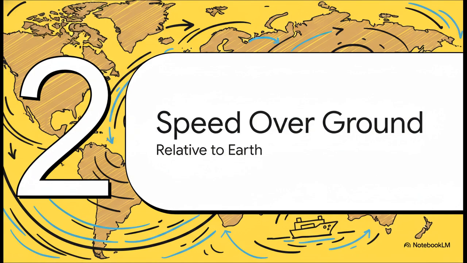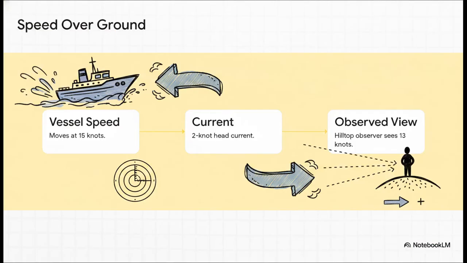Let's move to Section 2, speed over ground. We'll use a little mental experiment to make this super clear. Okay, picture this. Your vessel is powering forward, and the engine speed is set to push you through the water at exactly 15 knots. But you're facing a 2-knot head current, so water is rushing against the front of your ship. Now, imagine a guy standing perfectly still on a hilltop nearby watching you. What does he see? Well, he only sees you moving at 13 knots.